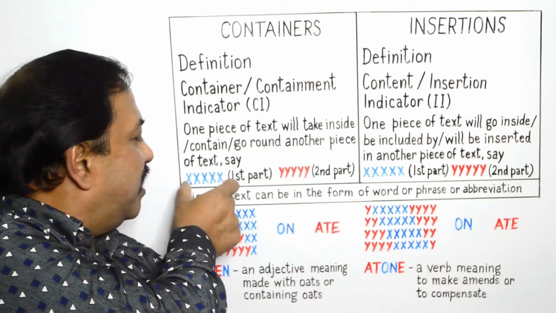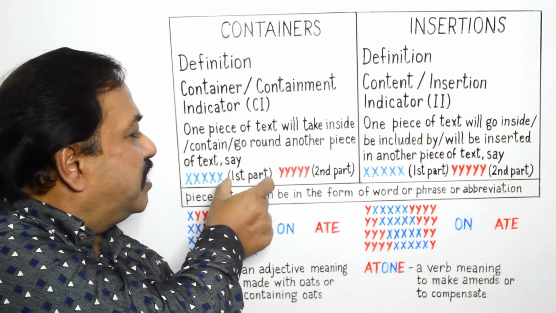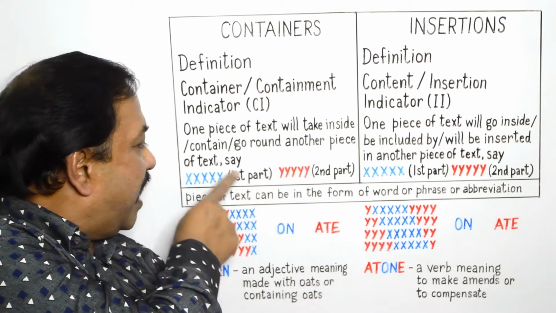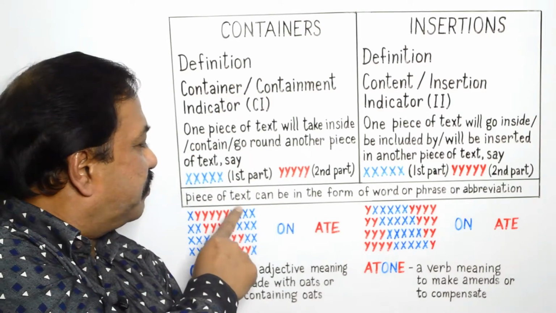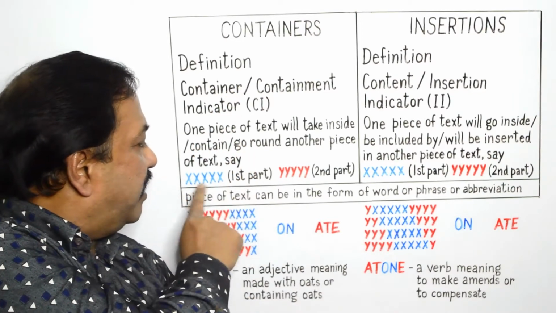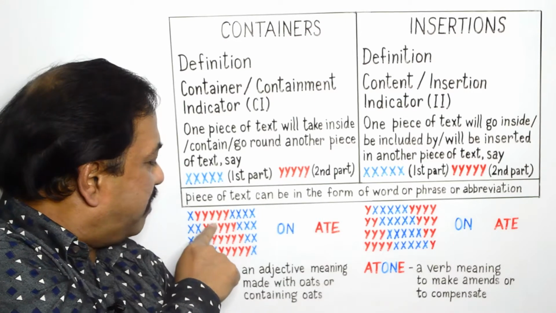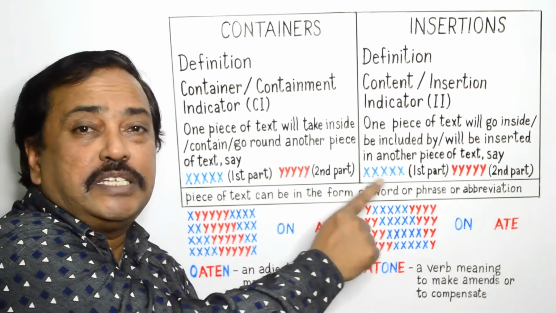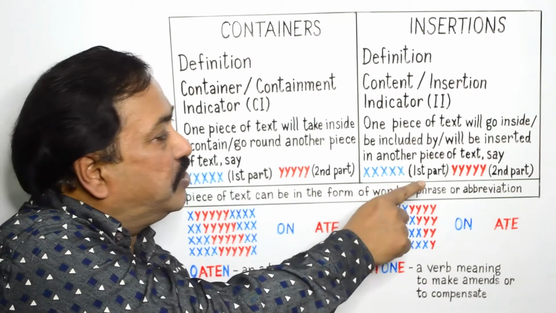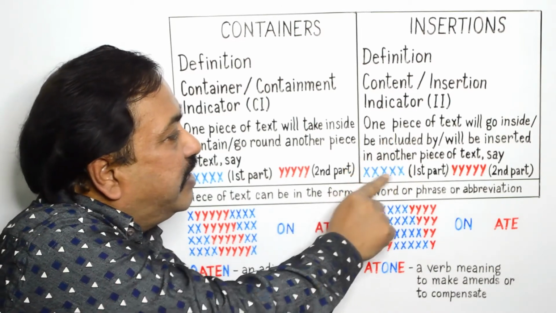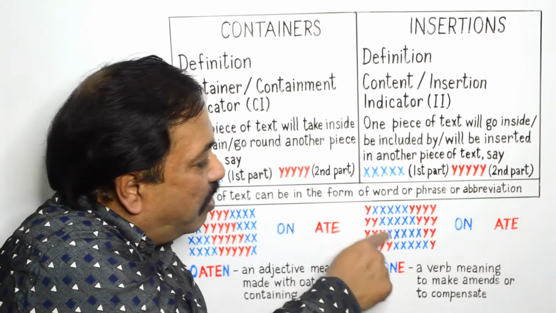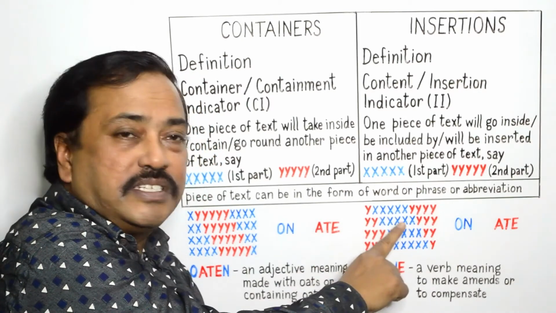Let's say X is the first part and Y is the second part. In a container clue, the X part will take inside the Y part. So it will be in one of these forms. And it will just be the opposite in an insertion clue. The X part will go inside the Y part. See, the X part, the whole of it, has gone inside the Y part.